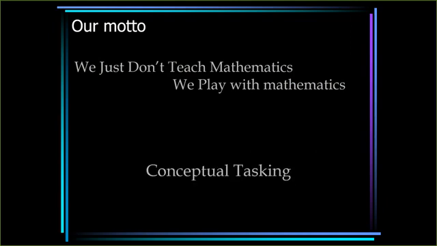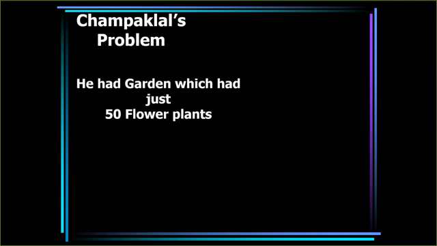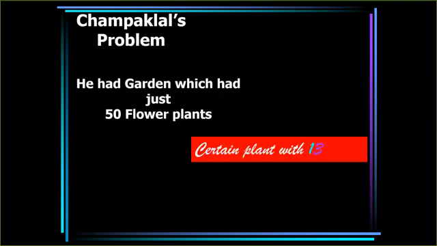Do you want to play with mathematics? Okay, let me give you a riddle. There is a problem of Champaklal. He has a garden in which there are just 50 flower plants. How many flower plants are there? 50. Okay, certain plants with 13 petals. You know, flowers have petals.